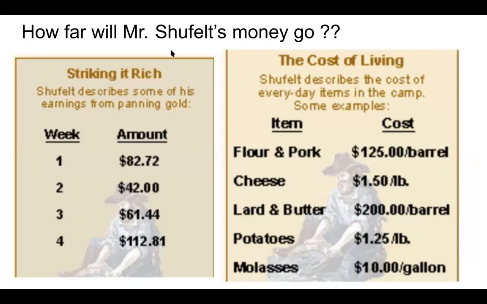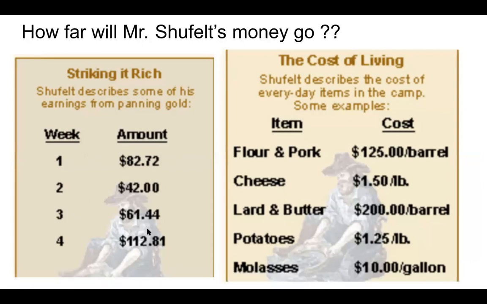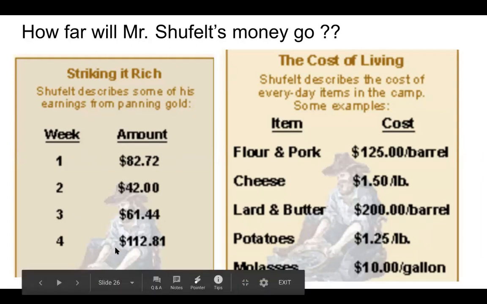So we have Mr. Schufelt, so he has struck it rich. He's doing better than most. So week 1, he gains $82.72. Week 2, he's got $42. Week 3, he's gotten $61.44. And the 4th week is his best week of all. He gets $112.81. So you could definitely do a math project with students on this. So, maybe take this money, this $112.81. Given the cost of these items, what are the kinds of things he could buy?